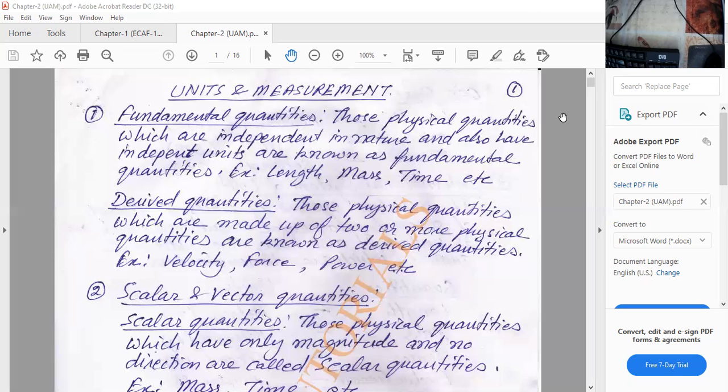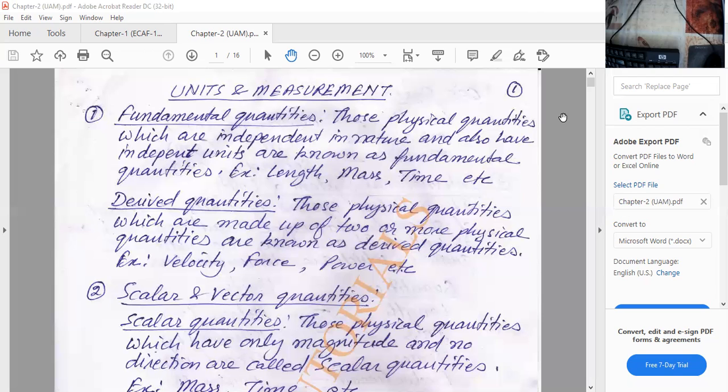Okay, so let's start. This is our second chapter, units and measurements. The first chapter, as you all know, is related to the physical world, which is just an introduction, or we can say a general knowledge type chapter. So here we are going to start our syllabus with the second chapter, that is units and measurement.